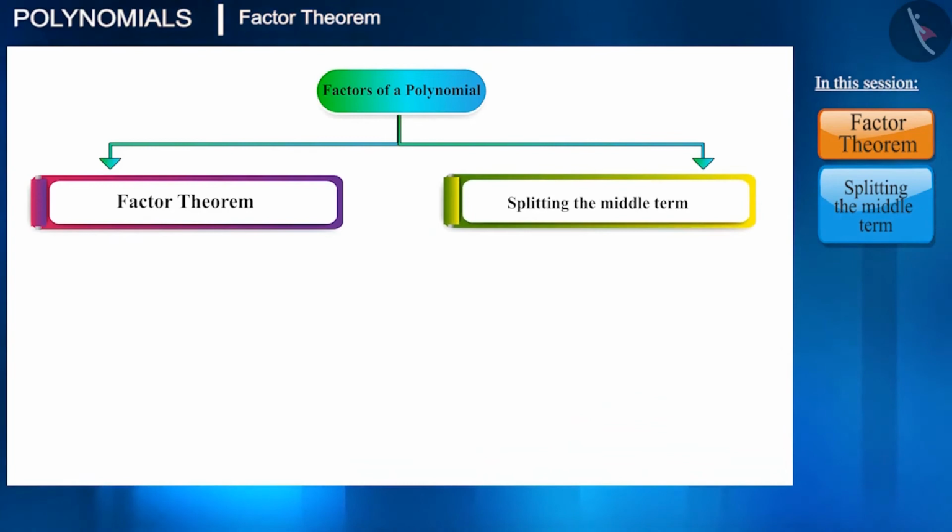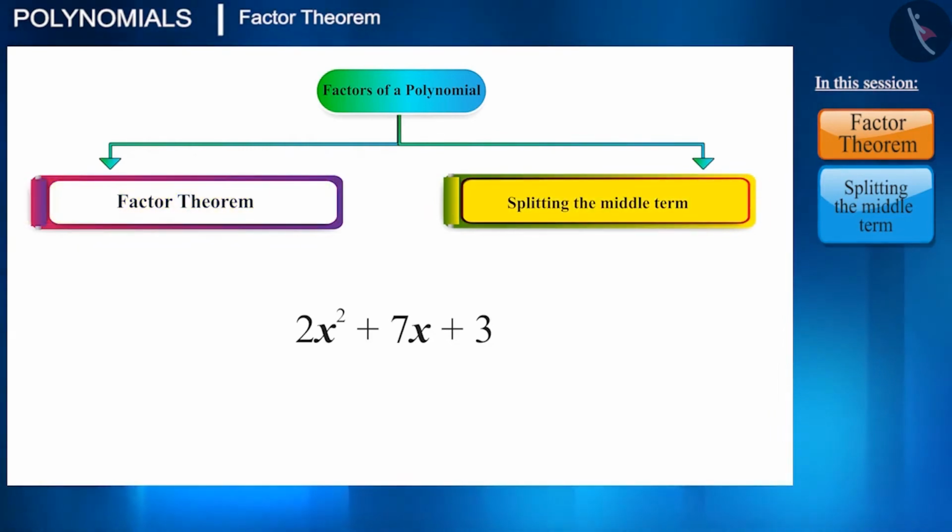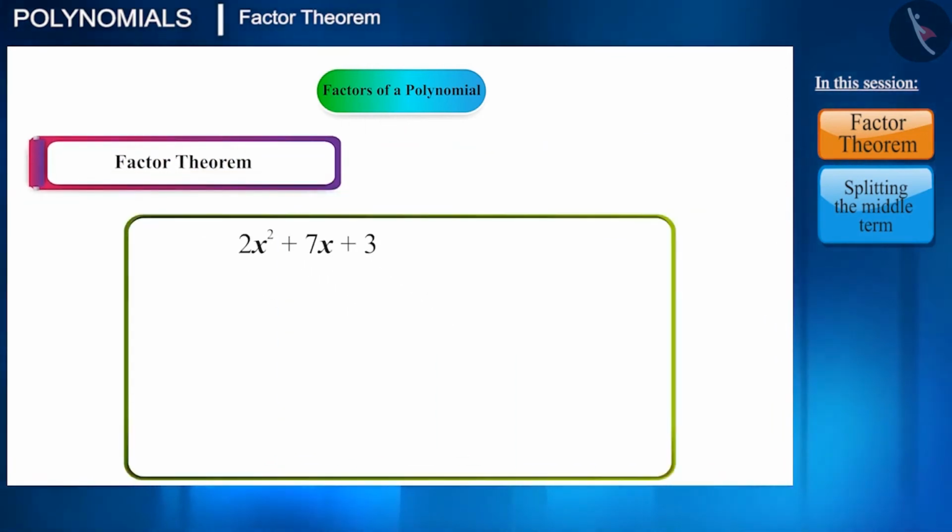Suppose we are given a quadratic polynomial 2x squared plus 7x plus 3. From this, we will derive the factors using the factorization method and splitting the middle term method. First, let's see the factorization method. The polynomial is 2x squared plus 7x plus 3.